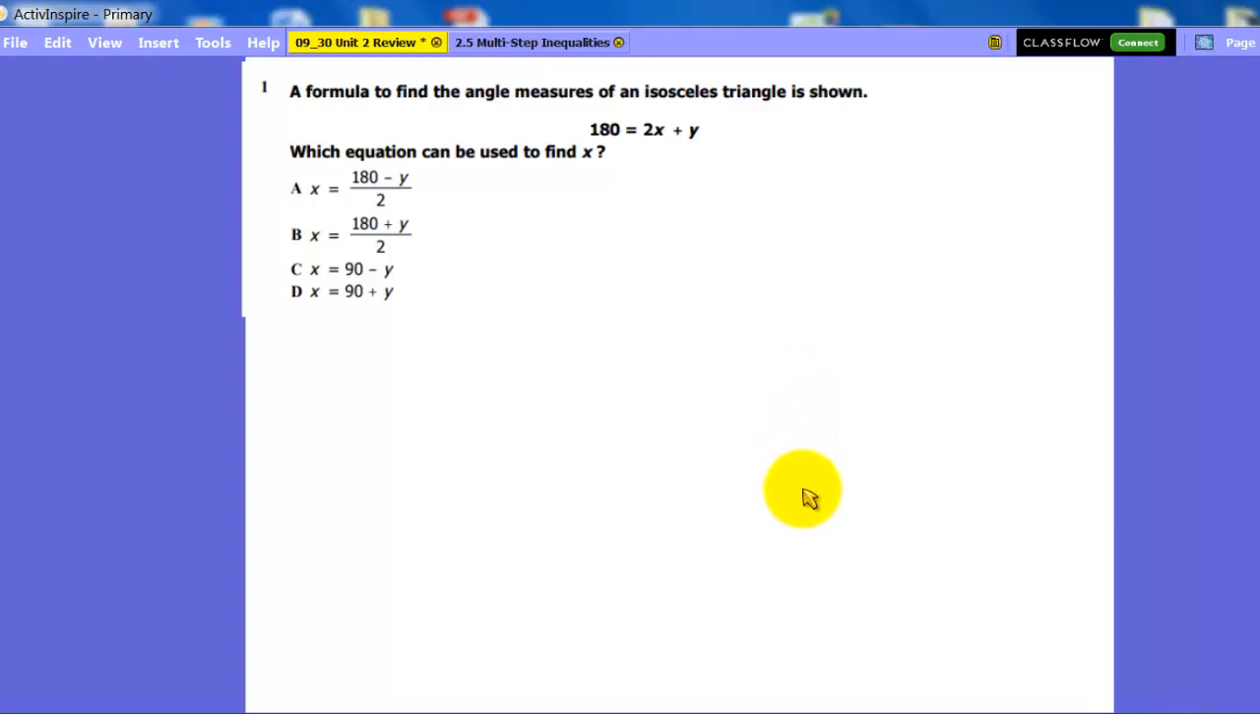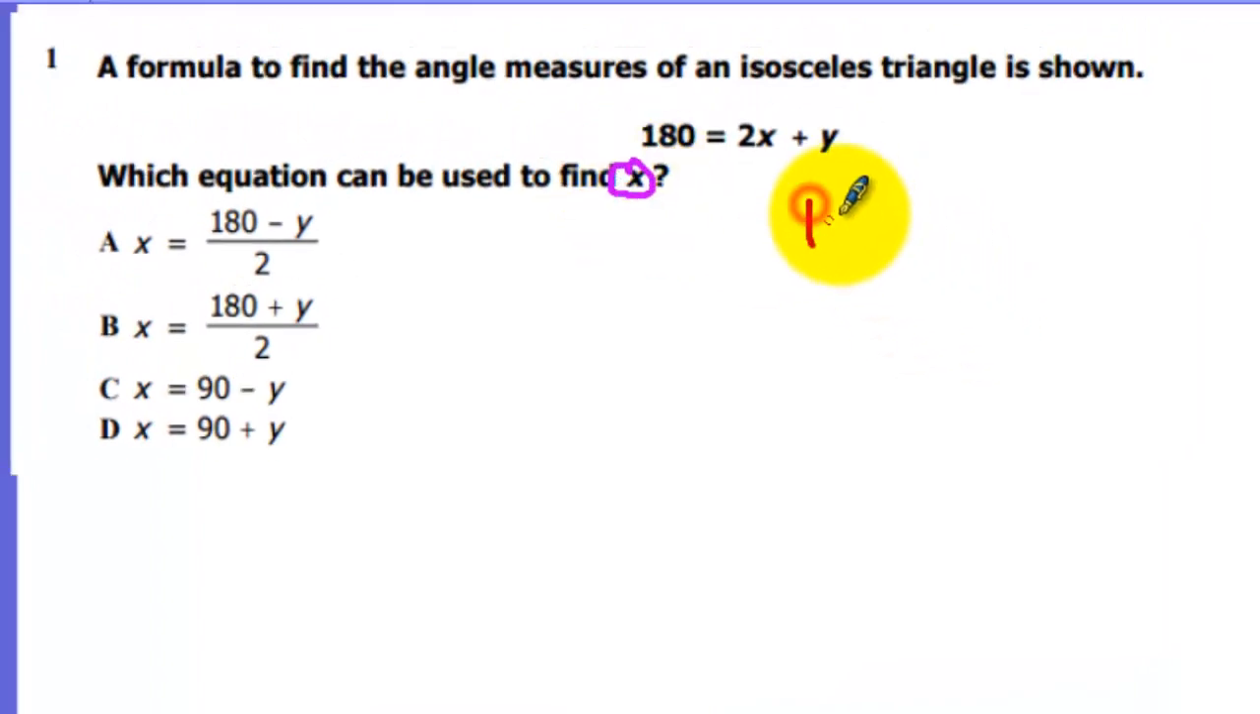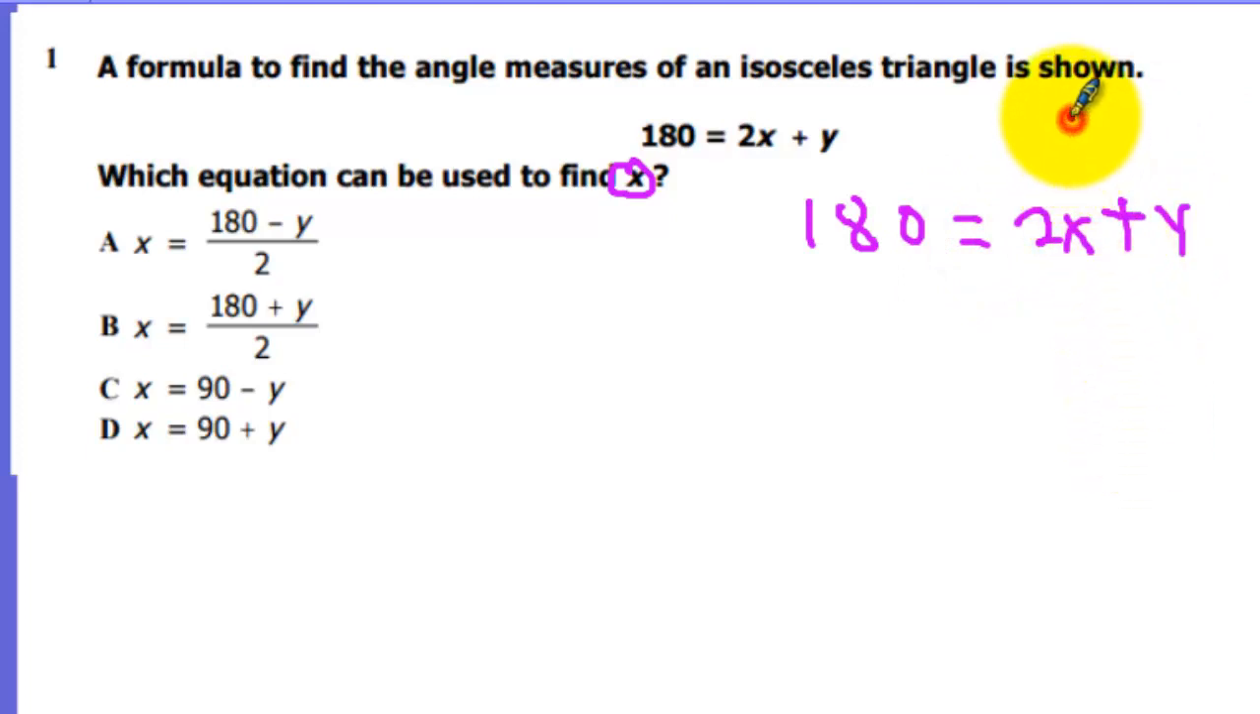Alright, so the following are the common mistakes for our Unit 2 online test review. So the first common mistake is about solving for x. It's a literal equation problem. In this case, we need to solve for x. What we have here is 180 equals 2x plus y. Note that I need to solve for x here.